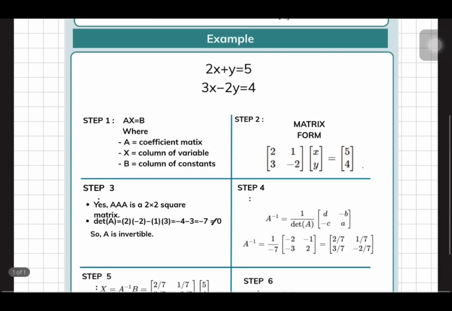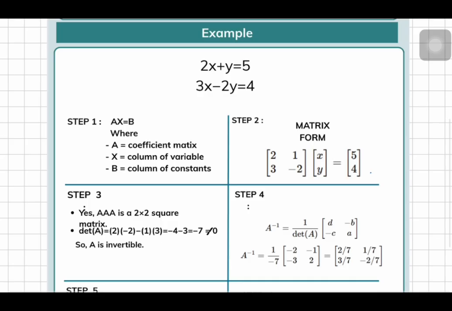Take for example, we are given this equation: 2x plus y equals 5 and 3x minus 2y equals 4. So how are we going to solve this system of linear equations? First, we identify these three variables.